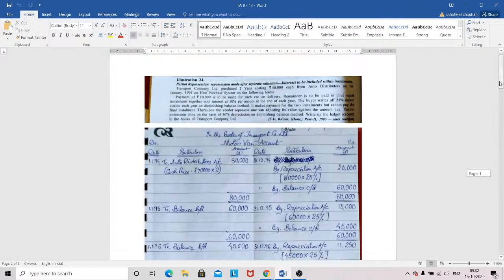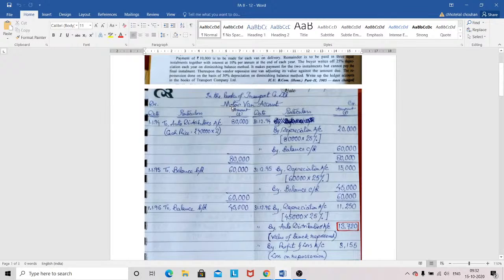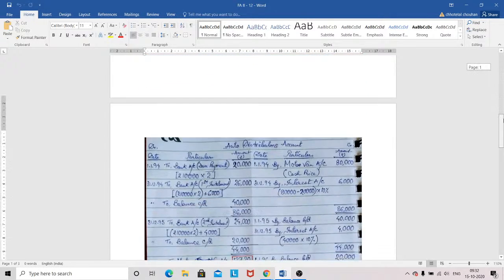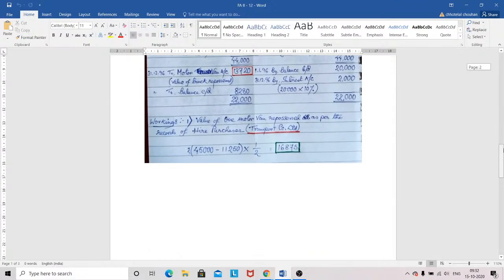Now going to the hire purchaser's book, in the books of Transport Company Limited. Now what is the value of the asset? It is 45,000, the opening balance of the year. Now at the end of the year you have to charge depreciation of 11,250. Whatever remains is the balance of that particular asset account, but it is for both the motor vans, you have to calculate for one motor van. Look at that, 45,000 is the balance BD, 11,250 is the depreciation you have charged for that year.